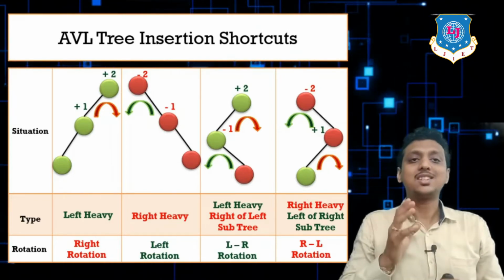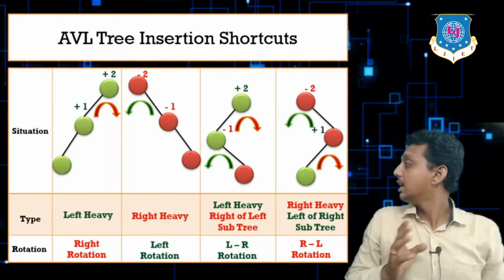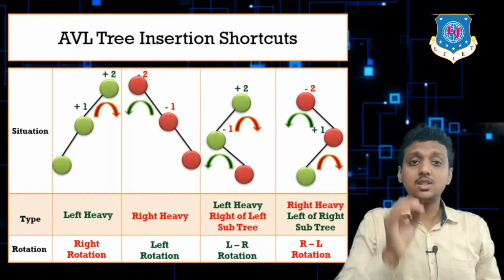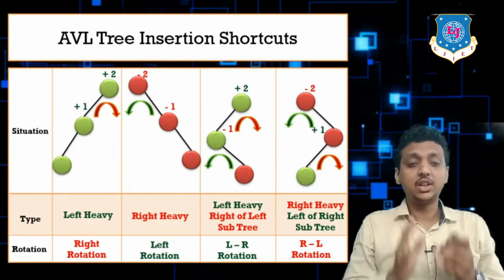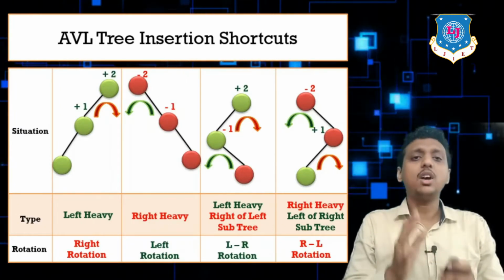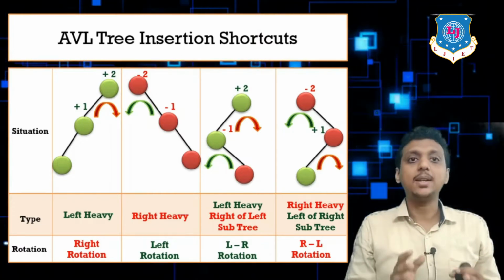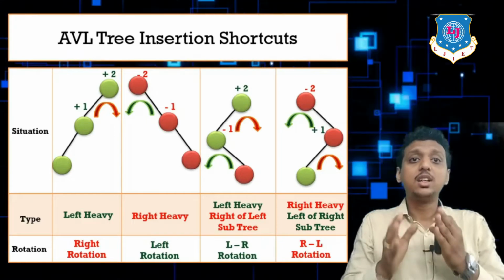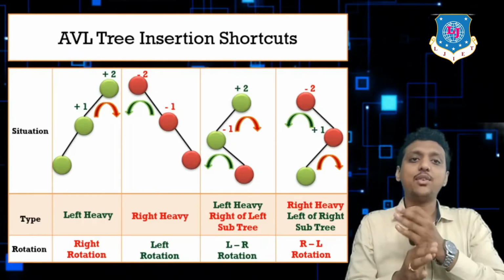Next we have a -2 -1 situation, where your tree is a right heavy tree. In such cases, students, you need to give a left rotation. So it is very clear that if your tree is left heavy, then give a right rotation. If your tree is right heavy, then give a left rotation.